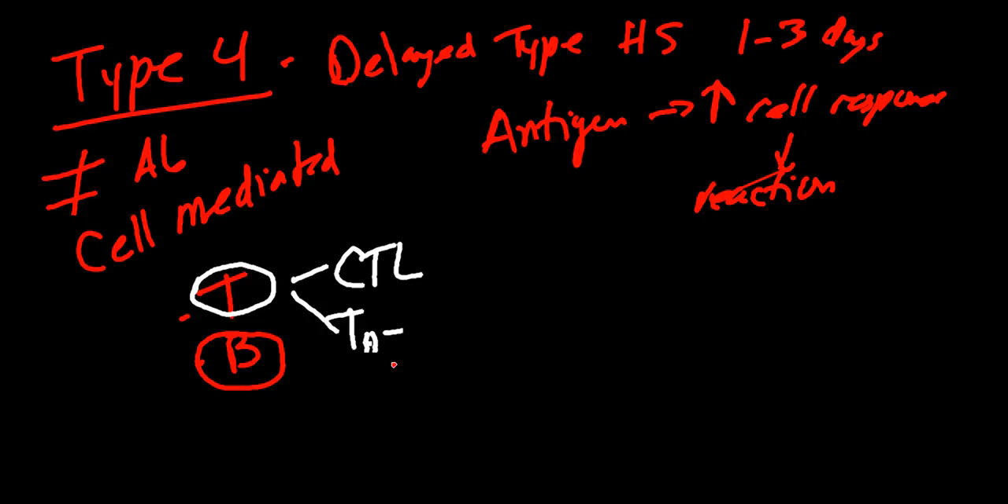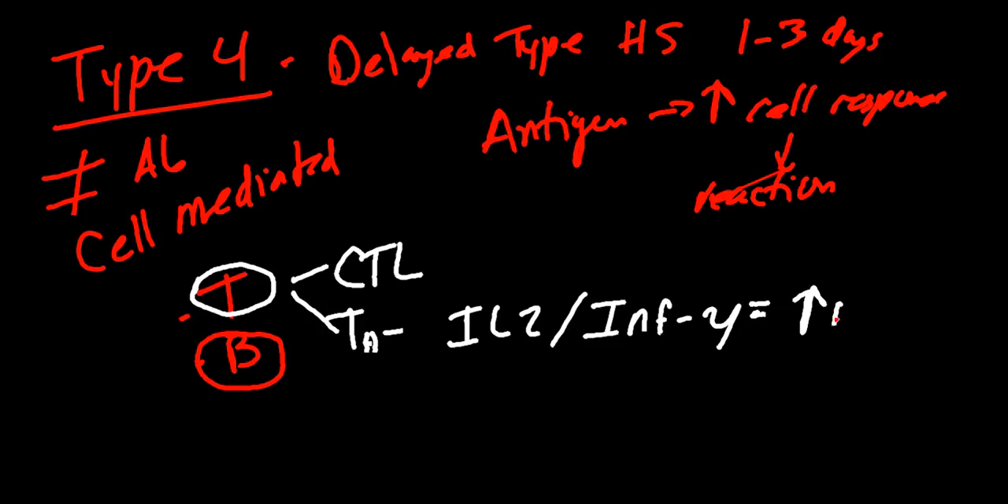bind to that antigen presenting cell, recognize that a foreign antigen is being presented, and these T helper cells will release interleukin 2 and specifically interferon gamma. So interferon gamma is going to be a big one, and what this is going to do is in turn increase macrophage work, and I'm pretty much increasing your immune system.